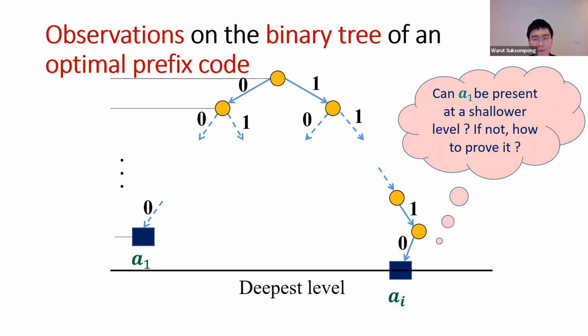What do you think? Can it be that Ai is at the deepest level, and A1, which is less frequent than Ai, is at some shallower level? If not, what's the idea of proving that this kind of thing cannot happen?